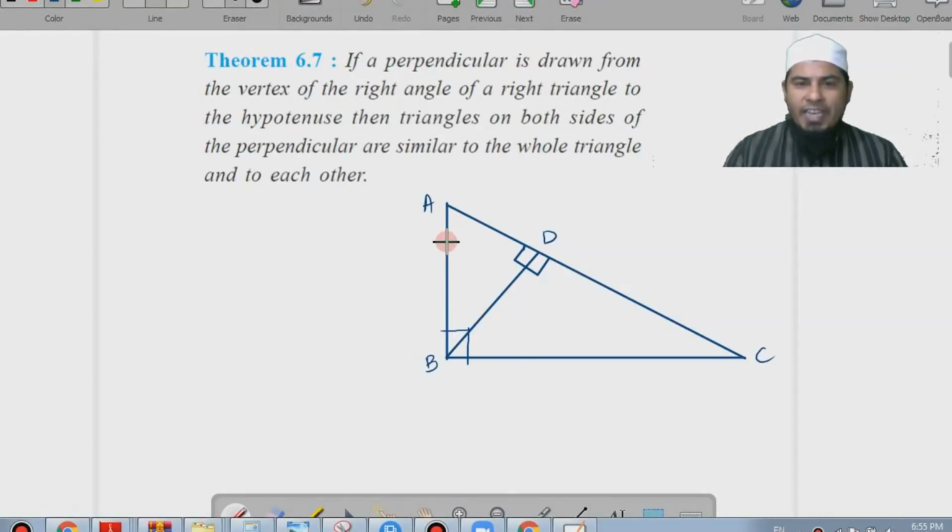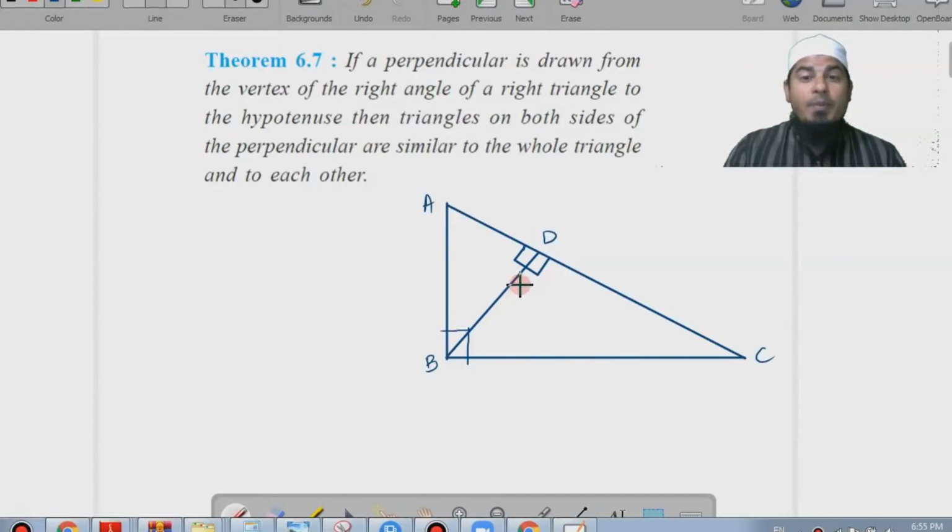If you keenly observe this triangle, ABC is right angled at B. This angle B, or vertex B, is the vertex of the right angle of a right angle triangle. So this is a right angle and this is a right angle triangle, and this vertex is the right angle vertex of the right angle triangle.